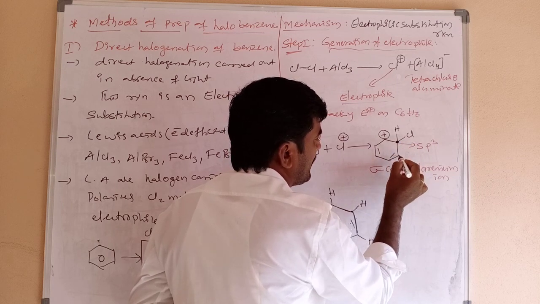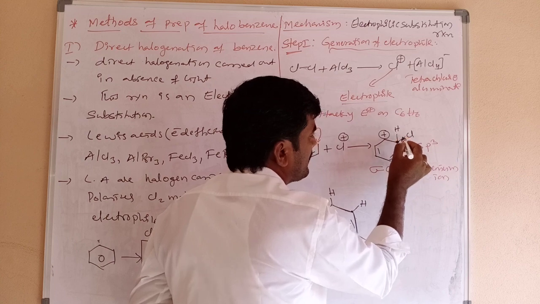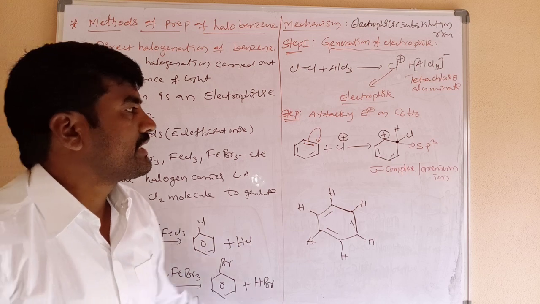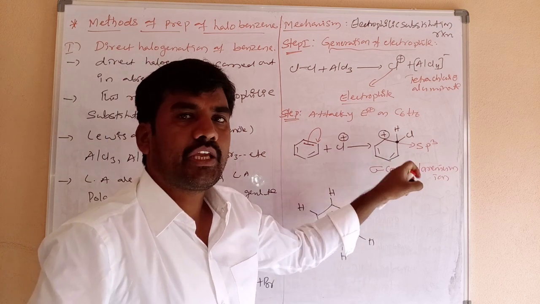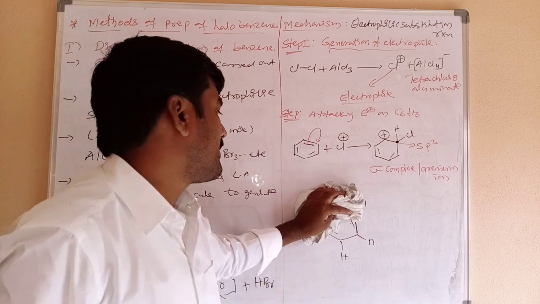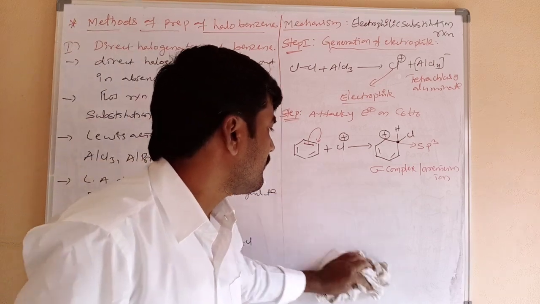Two adjacent carbon atoms and the remaining two: one is hydrogen and another one is a chlorine atom. So the tetravalency of the carbon is satisfied. So it is sp3 hybridized. Around the carbon, 4 single bonds are there, 4 sigma bonds are there. So that carbon atom undergoes sp3 hybridization.